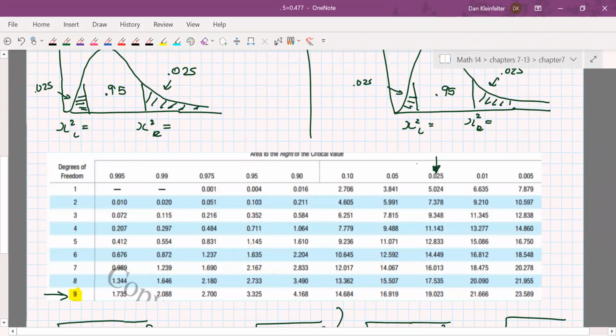So our chi-squared right is 19.023. That's true for both, because the critical values are determined by the sample size and our degree of confidence. For the chi-squared left, it will be 97.5%, so we'll have 2.70. That will be for both.